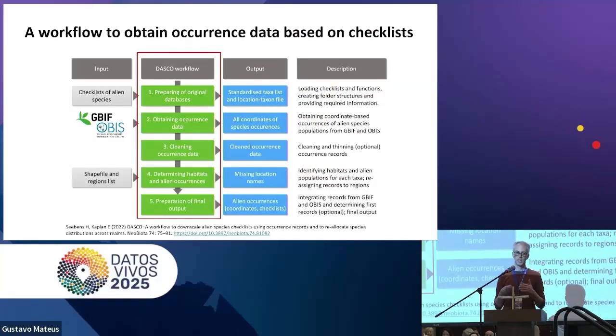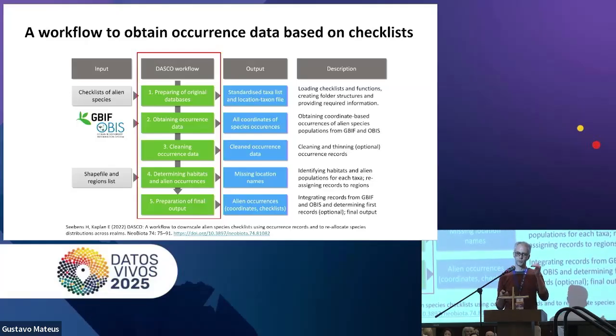And that's the reason why we developed a workflow which we called DASCO. DASCO is short for downscaling alien species checklist based on occurrence records. The individual steps of the workflow are shown here in green. But actually, the workflow is pretty straightforward. It's not really very complicated. What it basically does is it takes checklists from a database of alien species for a certain region, and then extracts the occurrence records from open platforms like GBIF and OBIS for this species and region.